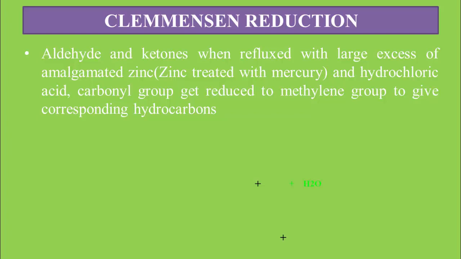That reaction is known as the reduction reaction. This reaction was explained by Clemmensen. Therefore, this reaction is known as the Clemmensen reduction. In this reaction, aldehydes and ketones are refluxed with a large excess of amalgamated zinc, treated with mercury and hydrochloric acid. The carbonyl group gets reduced to a methylene group to give the corresponding hydrocarbons.